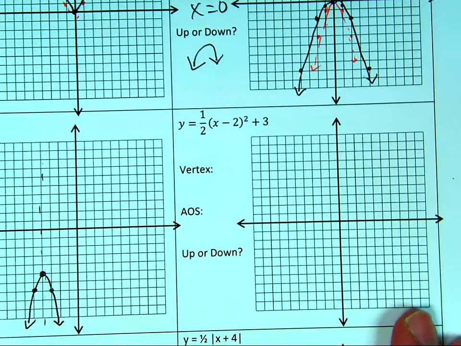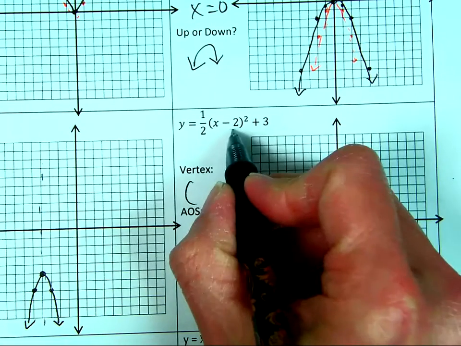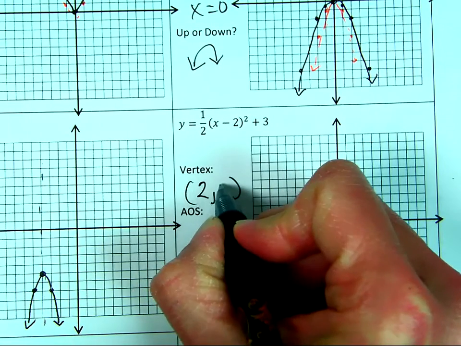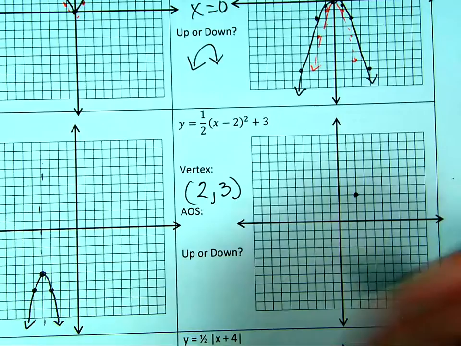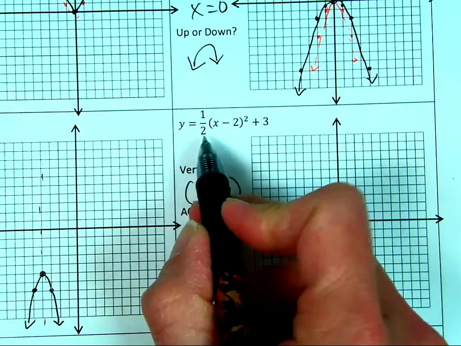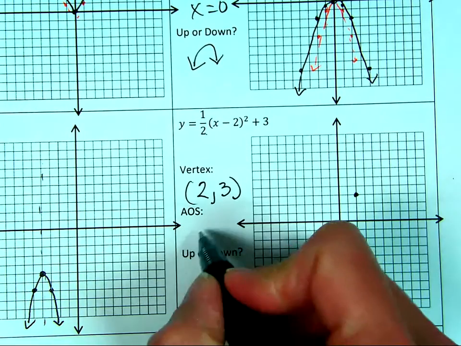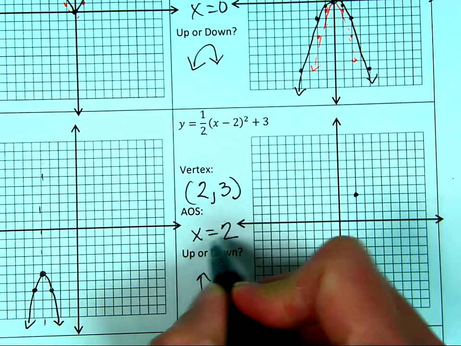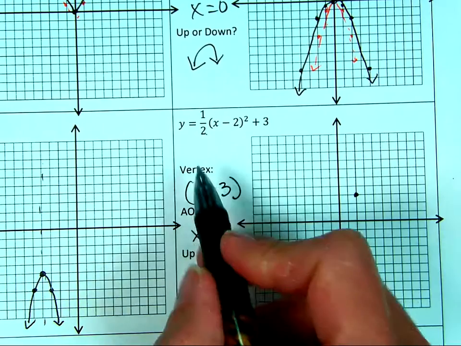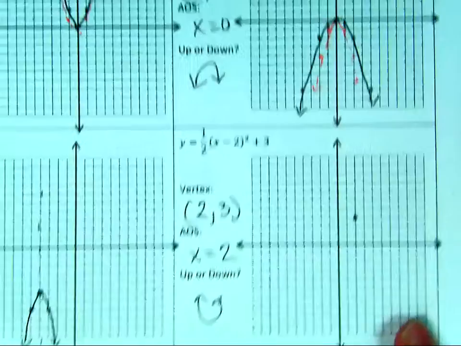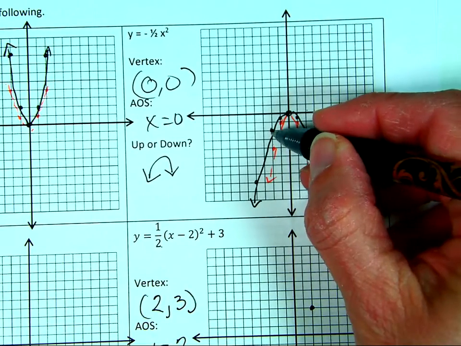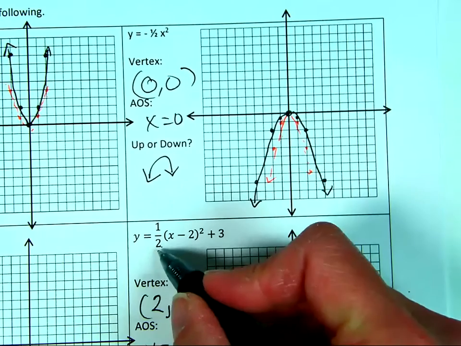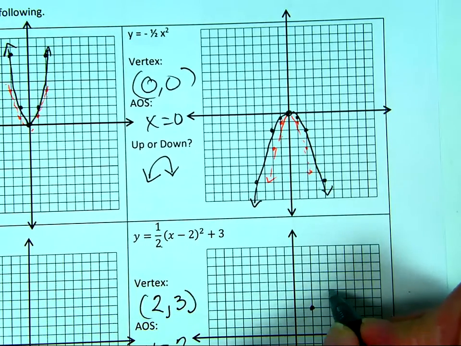So here, let's go for our vertex. Vertex, right 2, up 3. So right 2, up 3 is my new vertex. It opens up because it's a positive 1/2. My axis of symmetry is whatever the x is on my vertex. And I'm going to use my 1/2 pattern. Okay, my 1/2 pattern is over 2, up 2, or down 2, depending on whether it's up or down. So over 2, up 2, over 2, up 2.